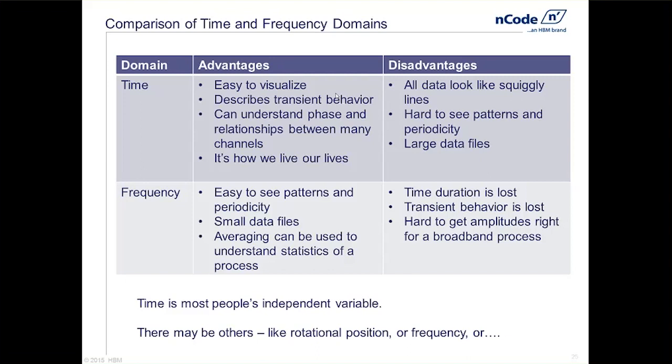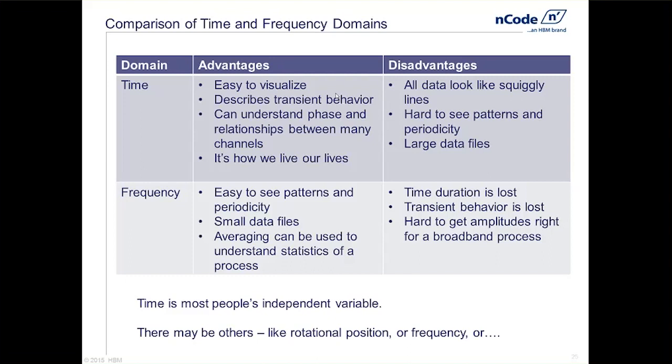When we look at things in the frequency domain, some advantages there. It becomes very easy to see these patterns, these things that occur periodically. It's easy for us to pick out that 60 Hertz interference from the fluorescent lights in the lab that might show up. It's almost impossible to see that in the time domain. The data files themselves tend to be very small, and we can take advantage of a lot of averaging that we can use to understand statistics of our process.